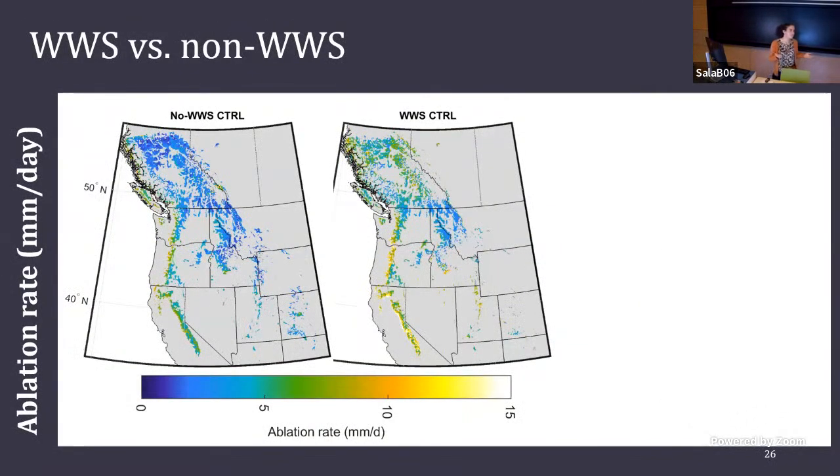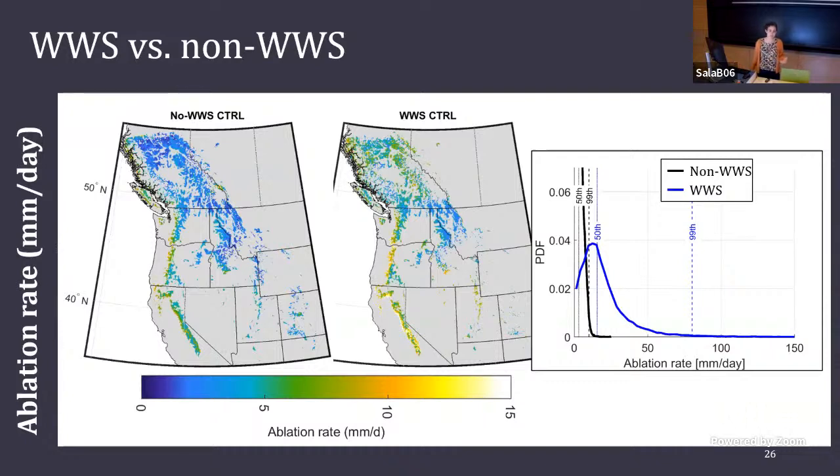So the first question is: are winter warm spells important in those kinds of ablation events? Here, with this simple experiment, we calculate the ablation rate, so the rate at which it is losing snow, on winter warm spell days in the center and on no winter warm spell days on the left. At first sight, you see that the ablation rate is higher during winter warm spells. And when we move that to a probability density function, we clearly see that. The difference in the 50th percentile, the median, of those two distributions is around 41%. So these winter warm spells are producing more intense, higher ablation rates.